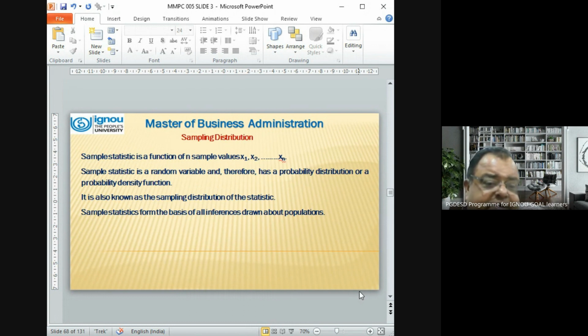A sample statistic is a function of n sample values x1, x2 till xn. A sample statistic is a random variable and therefore has a probability distribution, also known as the sampling distribution of the statistic. Sample statistics form the basis on which all the inferences are drawn about the population.